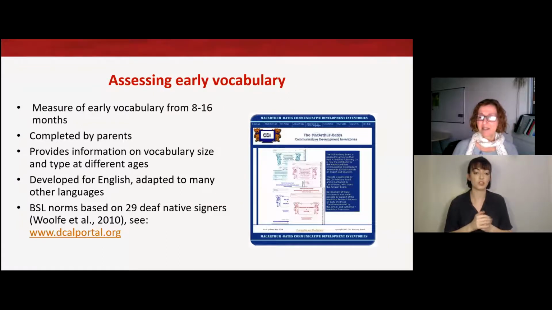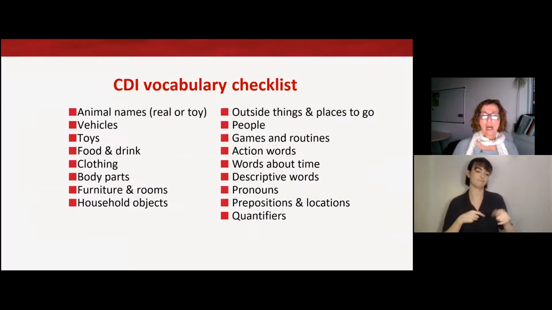Information about many of these tests, incidentally, is on the DCAL portal. I imagine that you will know about that. It's recently been revamped, so by all means, take a look at these assessments there. The checklist looks at a whole range of vocabulary that you'd expect children to be using in their early years: animal names, vehicles, toys, action words, and so on.